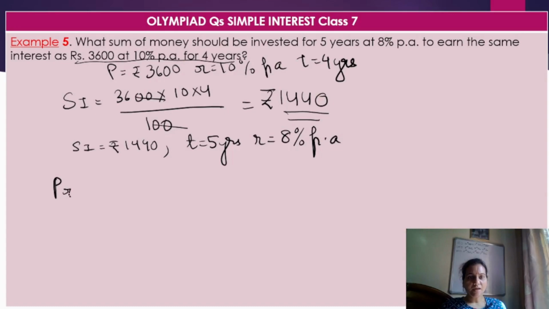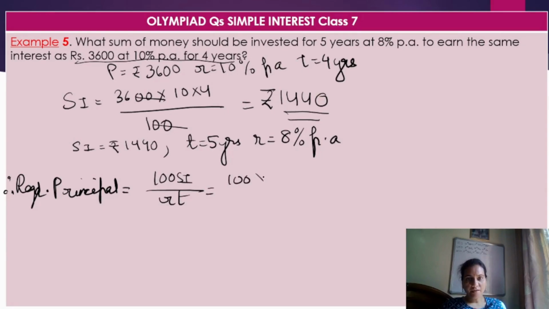Very easily. I'll write here principal, or let me write required principal, REQD, with a dot here. Therefore required principal is equal to 100 into simple interest by RT. So 100 into 1440 divided by 8 into 5.